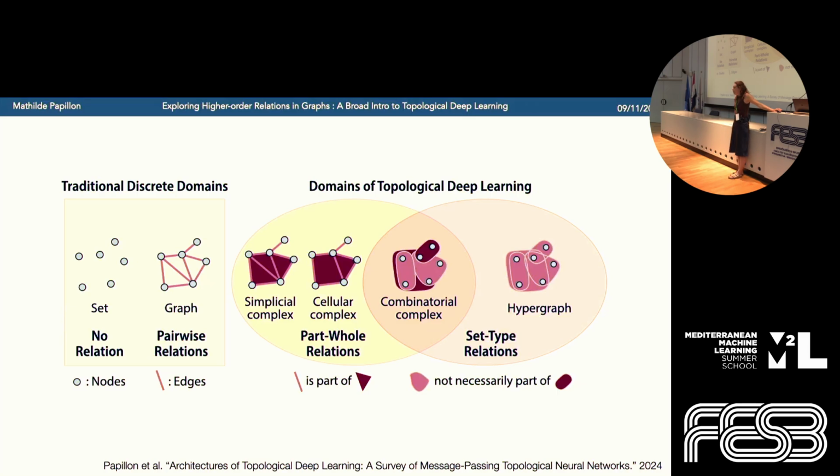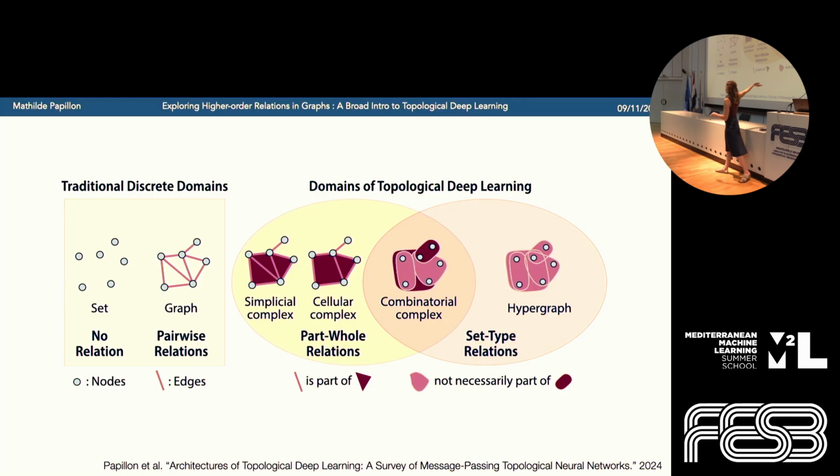Okay, here are the domains. So I mentioned them earlier, but in TDL, there's a bunch of different ways that you can lift your data from a traditional domain like a set or a graph to a higher order domain. First of all, there's the geometric domains, the part-whole domains, which are adding faces and volumes in a constrained geometric way on top of your graph. So you can imagine filling in faces, filling in volumes, all nicely bounded by edges. Does that make sense? Okay, that's category one.